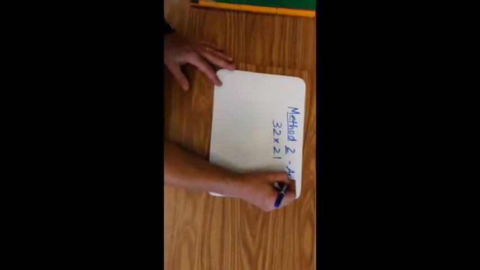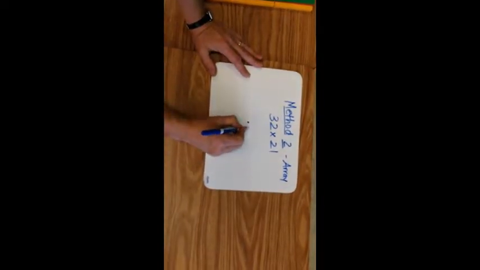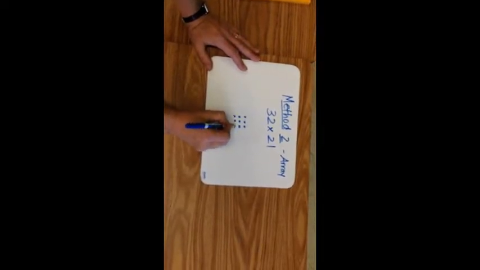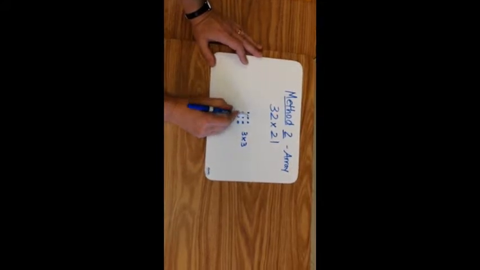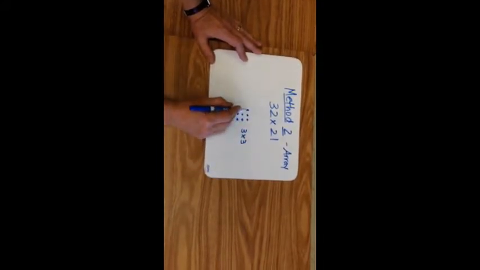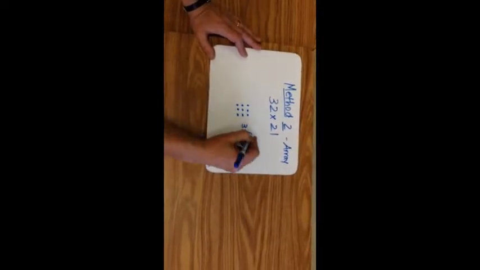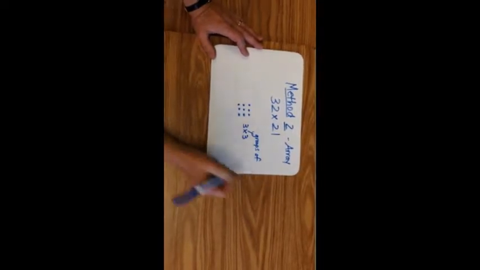All right, in method number 2, we call this one the array method. When kids learn how to multiply in grade 3, they use objects. So basically, if I have something like this, which represents 3 times 3, I would have 3 groups of 3. 1 group of 3, 2 groups of 3, 3 groups of 3. So the multiplication sign means groups of.